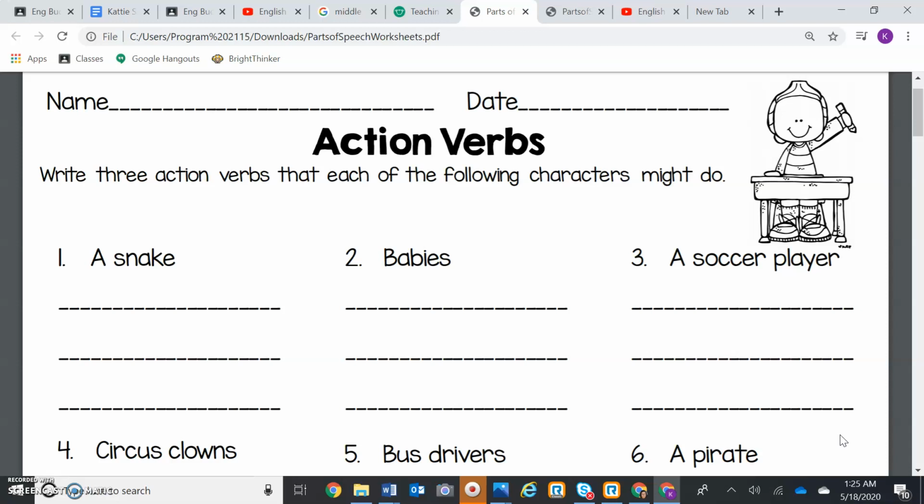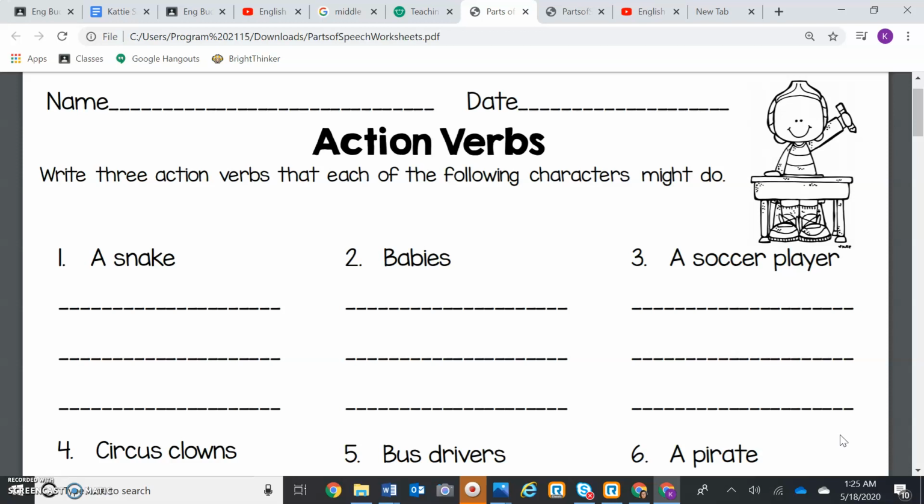Number 1, a snake. What are words that describe an action a snake might do? For instance, slither, slide, sleep. Any action you might see a snake do. Write down 3. Number 2, babies. What are some things babies would do? Cry, crawl, laugh. You write down 3. Don't just choose my answers.